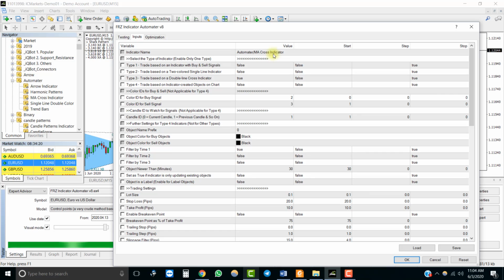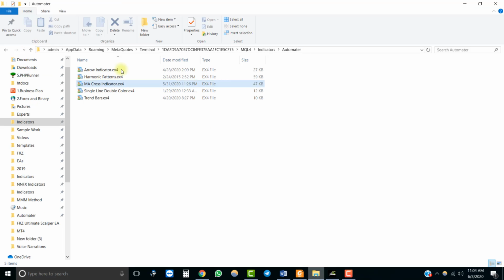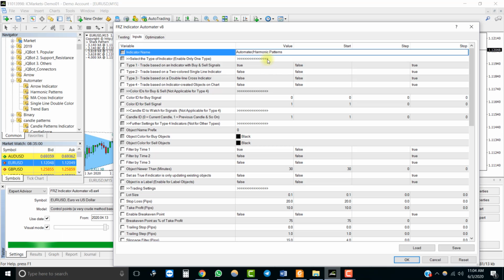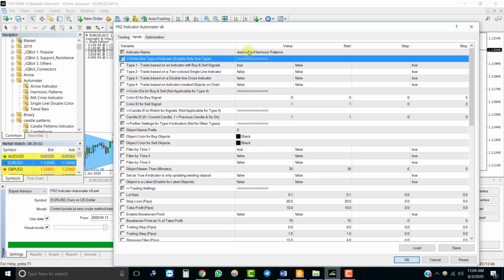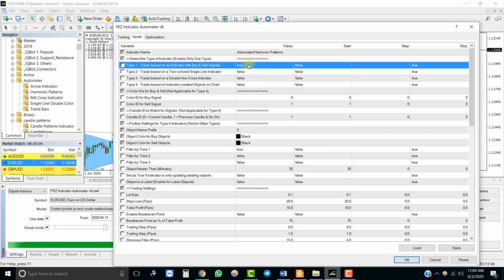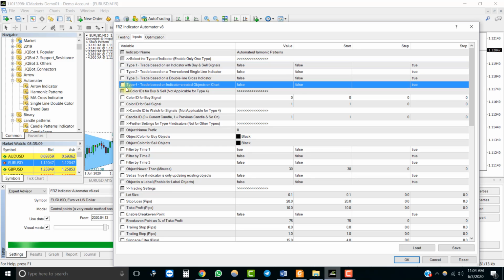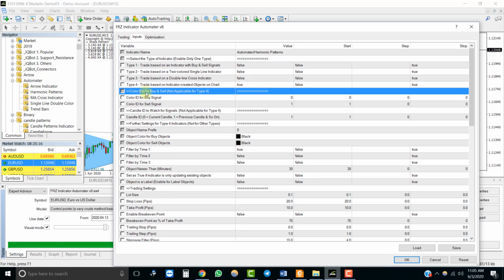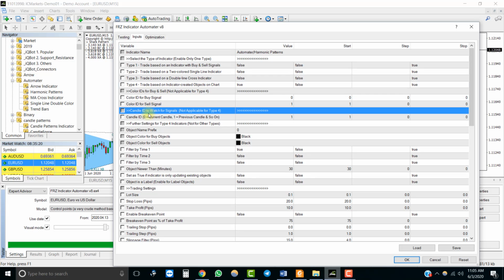Now let's look at the settings. You can add the indicator name. However, adding the indicator name is not compulsory for object-based indicators. The EA will work even if you don't add the indicator name, because the EA is only reading the objects on the chart. It is not running the indicator from the background. So it is important that you keep the indicator running on the chart in order for the EA to recognize the objects and trade accordingly.